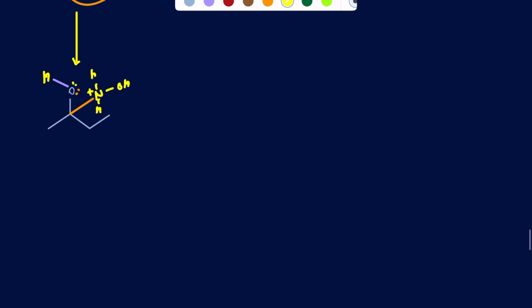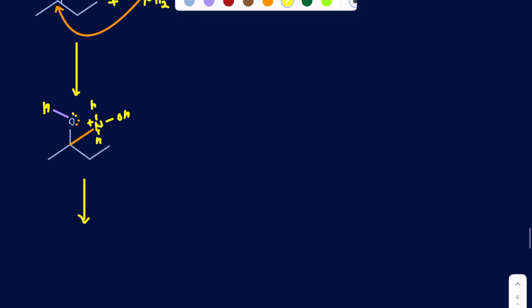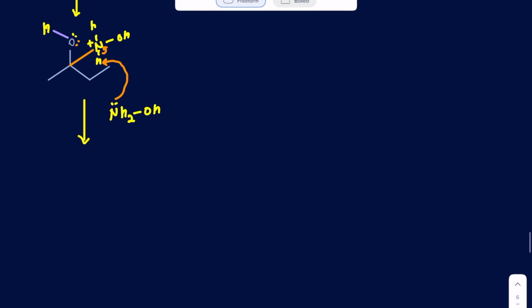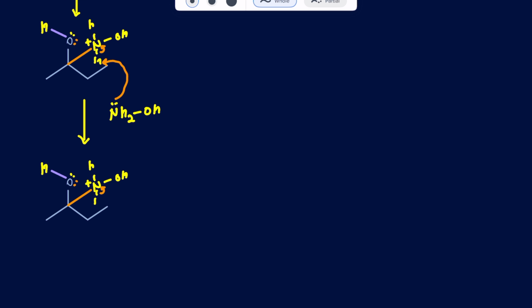And then I want to go ahead and run a proton transfer here. To run a proton transfer, I can use any conjugate base, including HSO4 1-. But let me just use oxime here, I mean hydroxylamine here, to be consistent. Like I said, you can use any conjugate base. So this actually makes that.